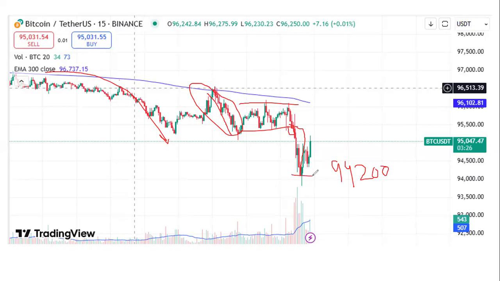So exactly after hitting our target, BTC reversed and started to climb, right? So our target was successfully achieved, and exactly after that, BTC started to reverse.